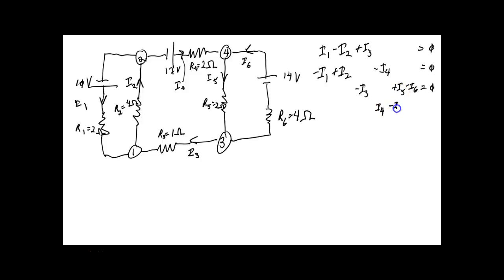Minus I5, plus I6. That's equal to 0. All right, we've got 6 unknown currents and 4 equations. So we need at least 2 more, okay?